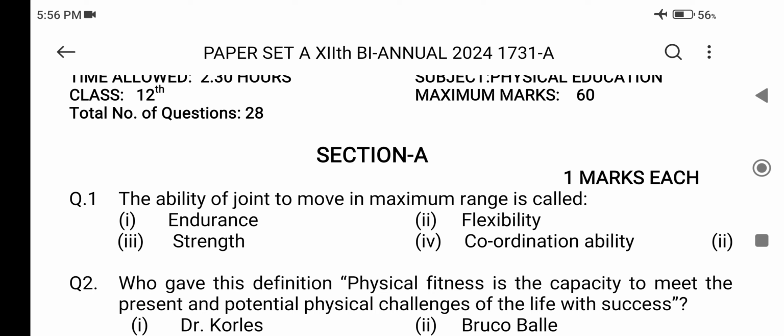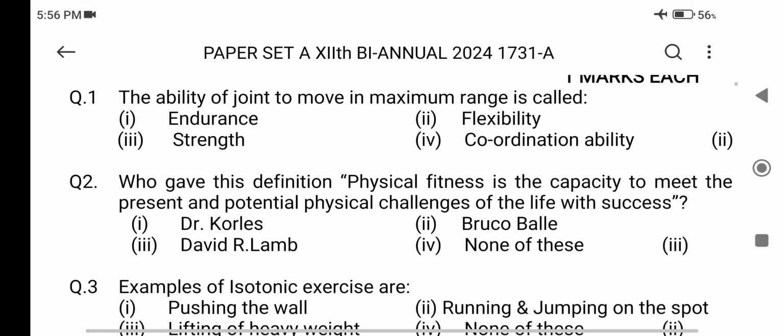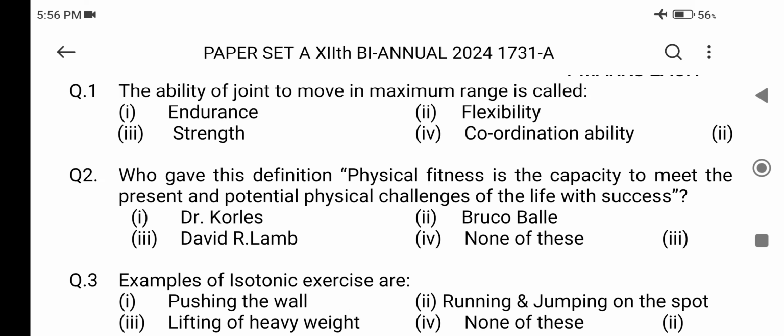Question number 2. Who gave this definition? Physical fitness is the capacity to meet the present and potential physical challenges of life with success. Option first Dr. Corals, second Brooke Bailey, third David R. Lamb, fourth none of these. Answer is option third, David R. Lamb.